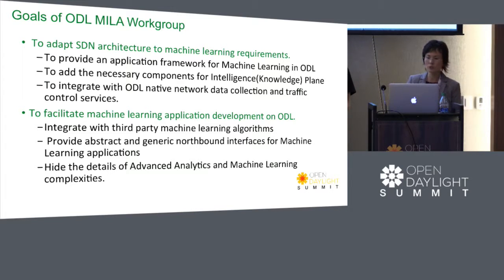The second perspective is that we would like to facilitate machine learning application development in ODL. What does that mean? We looked at the user group of ODL, and we understand there are two types of people. One type is very savvy in machine learning algorithms. They are professors who know the algorithms and would like to experiment and optimize the algorithm itself. The other type, and most of the users of ODL, are network professionals. They are not machine learning experts.